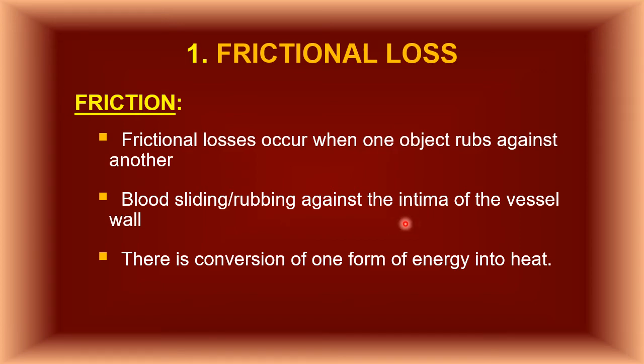What is the intima? This is the very inner layer of the blood vessels, arteries or veins. The very inner layer is called the tunica intima. This tunica intima is very smooth, very slippery, but still it has some frictional loss. So there is conversion of one form of energy into heat. This explains the law of energy conservation. We don't lose energy; we just convert it to heat.